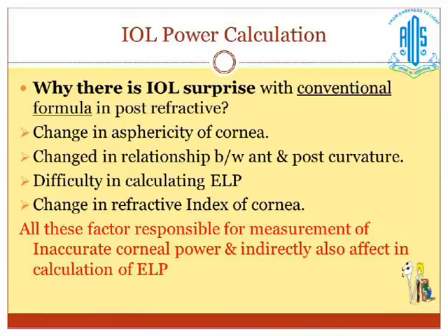Why is there IOL surprise with conventional formulas in post-refractive surgery eyes? There is a change in the asphericity of the cornea, a change in the relationship between the anterior and posterior curvature of the cornea, difficulty in calculating the effective lens position, and a change in the refractive index of the cornea. All these factors cause inaccurate measurement of corneal power and indirectly affect the effective lens position, and effective lens position is the key criterion of our third generation and fourth generation formulas.